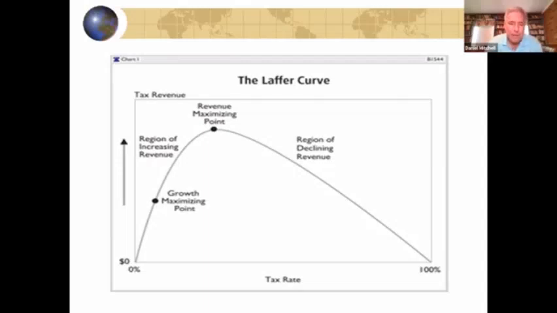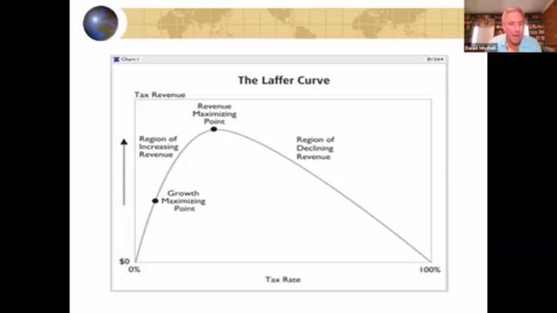I have never worried about trying to maximize revenue for government. The revenue maximizing point is obviously the highest point of the curve. And maybe it's 30%, maybe it's 20%, maybe it's 60%. But that doesn't matter to me, and I hope it doesn't matter to you, because we shouldn't be at the revenue maximizing point. We should be at the growth maximizing point.